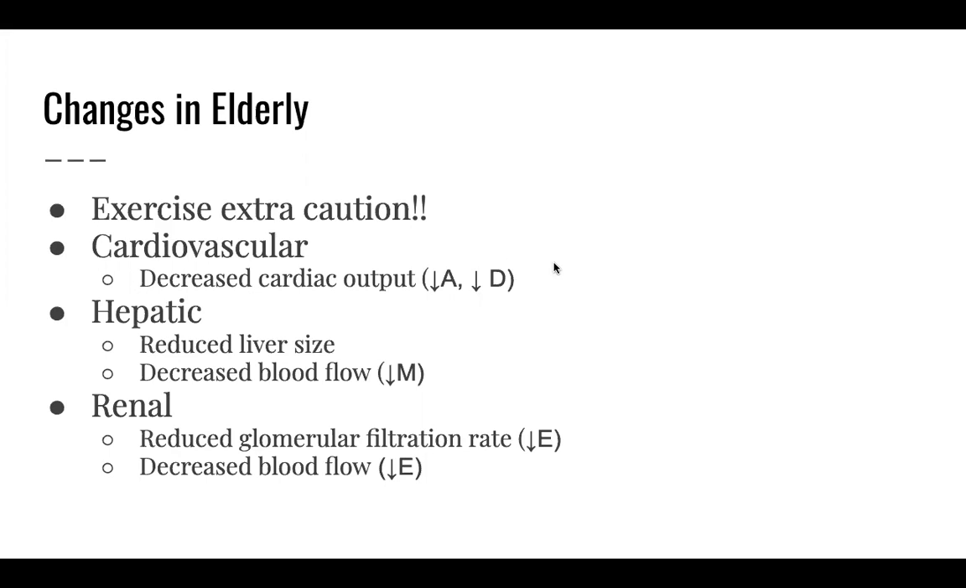So not only are they on a lot of medication, they have some changes to pharmacokinetics. So they have a decreased cardiac output, which is going to decrease absorption and distribution. They have a reduced liver size and decreased blood flow. That's going to reduce metabolism. And then they're going to have a reduced glomerular filtration rate, which is how fast we're moving stuff through the kidneys, and decreased blood flow, which is going to change their excretion.